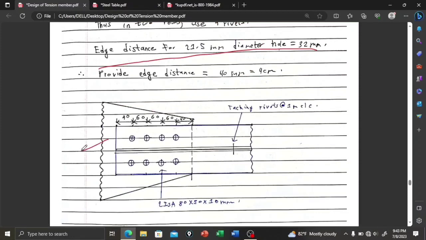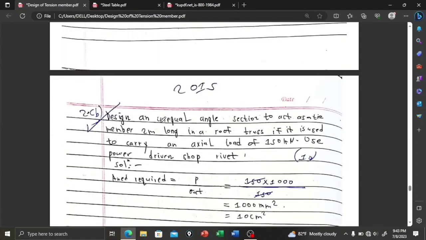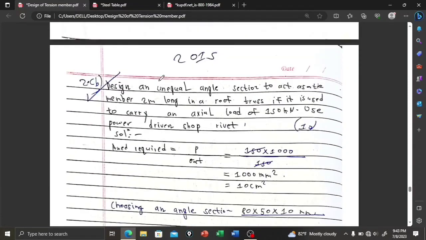So this is the gusset plate, and here we have 2 ISA 80 by 50 by 10 millimeter, and this is the tacking rivet at 1 meter center to center. This question was asked in Purvanchal University 2015, for 10 marks.